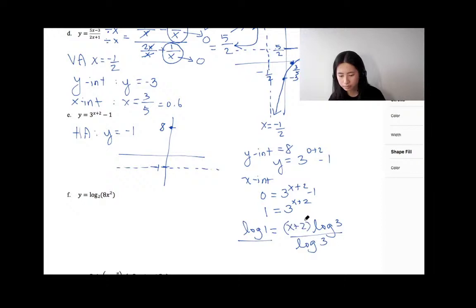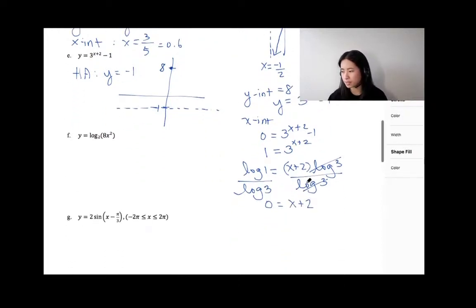Actually, hold on. Yeah, just divide both sides by log 3. You don't really need to expand this, right? So log 1 is actually 0, so 0 divided by whatever log 3 is, you're going to get 0, which is equal to x plus 2, right? Moving 2 to the opposite side of the equation, you're going to see that x is equal to -2, right?